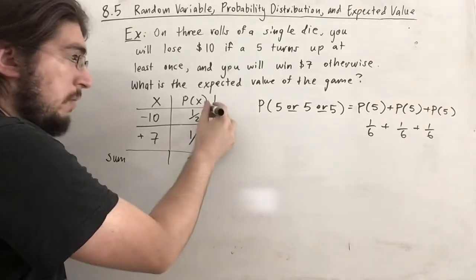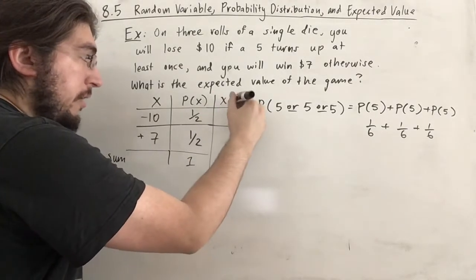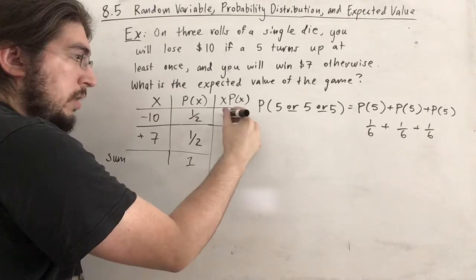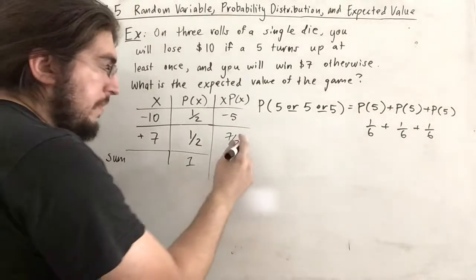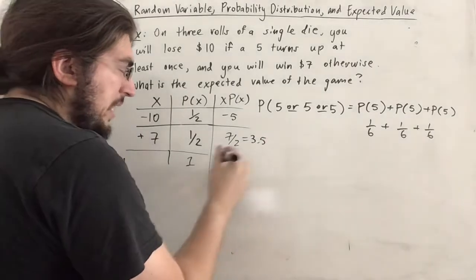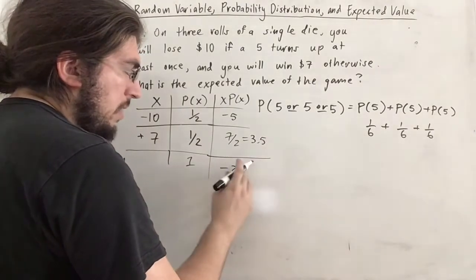And with that being said, we can just multiply these to get our next column. So that's -5 plus 7/2, which is 3.5, by the way. And then adding these together, we get -2.5. I guess -1.5.